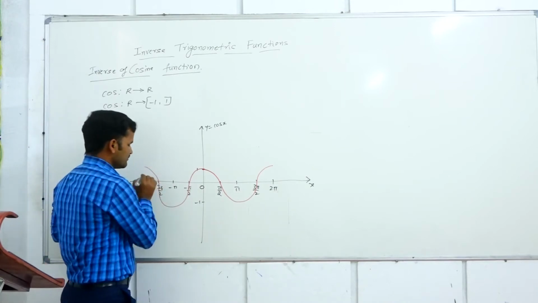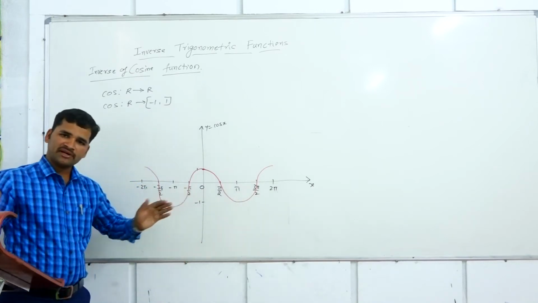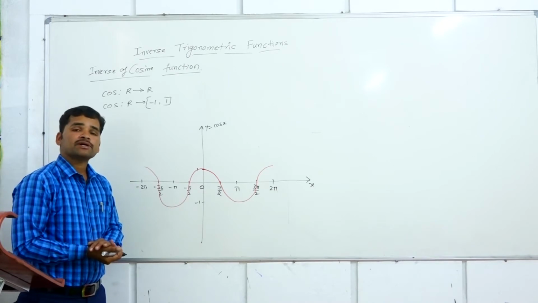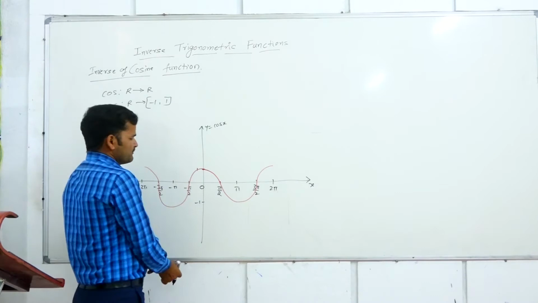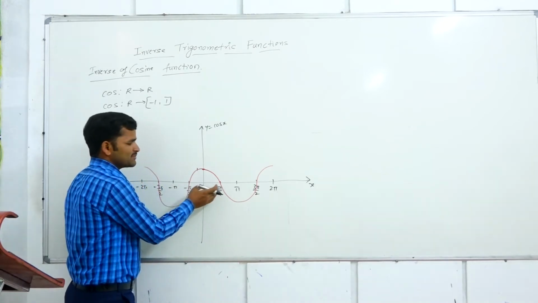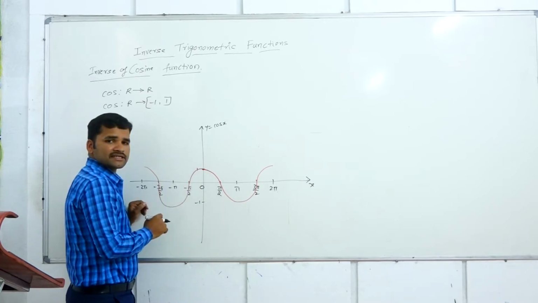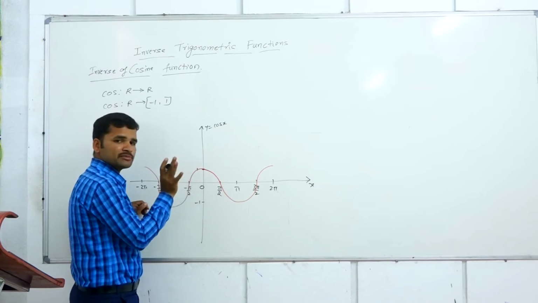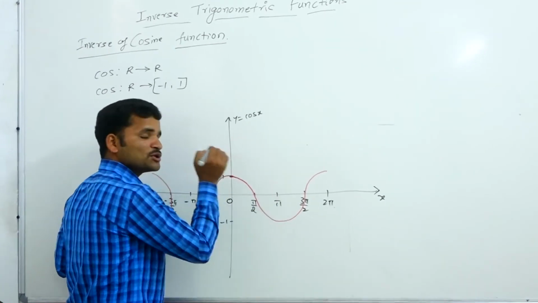No, it is not 1-1, because if you draw a horizontal line anywhere, it is intersecting at many points. So to make the given function 1-1, what we do? We restrict its domain. How to restrict? If you see from minus pi by 2 to plus pi by 2, as we saw in sine theta, again it is intersecting at 2 points. This given function will not be 1-1 if you restrict from minus pi by 2 to plus pi by 2. What we do? We restrict from 0 to pi.